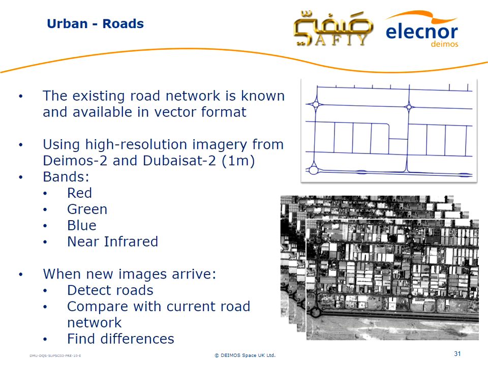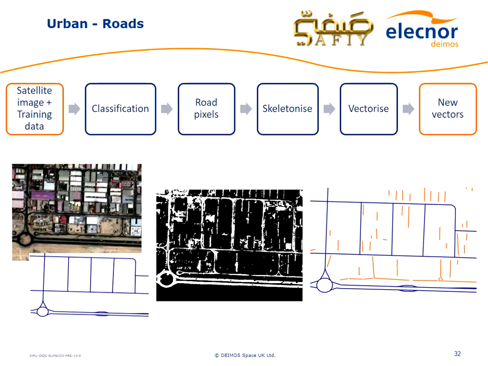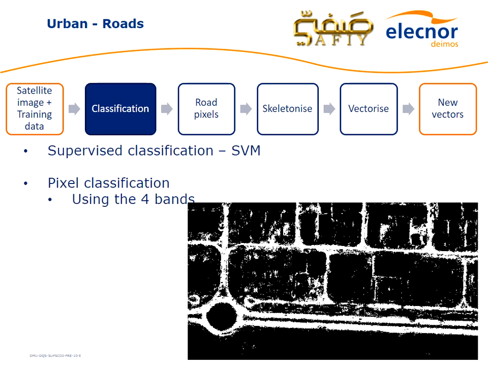Then we use high-resolution imagery from Deimos-2 and DubaiSat-2, which has 1 meter resolution and 4 bands. The idea is that every time we receive a new image, we will detect the new roads, compare with the road network, and find the differences. This is an example of the processing chain, step by step. We do some classification. At the moment we're doing pixel classification. So we have a first end-to-end chain, and our idea is then to try to improve the different steps one by one.